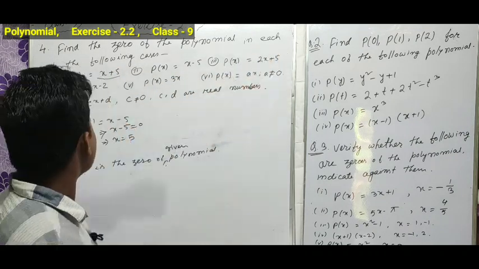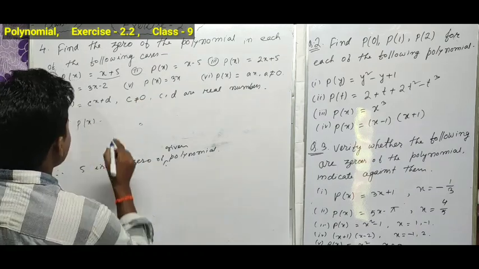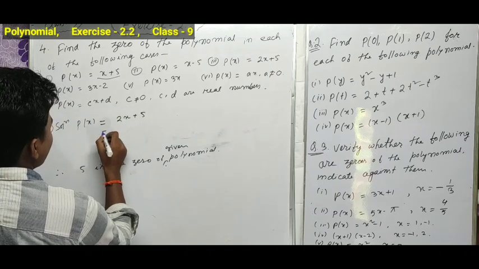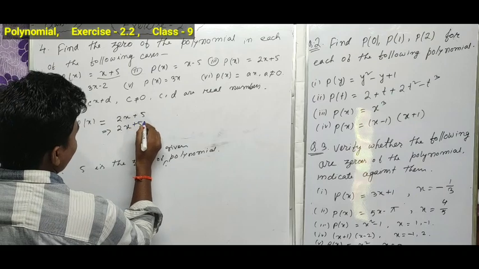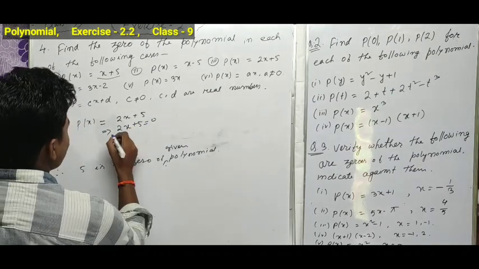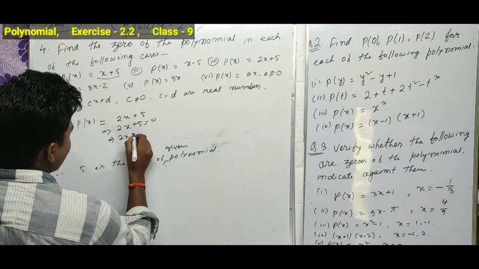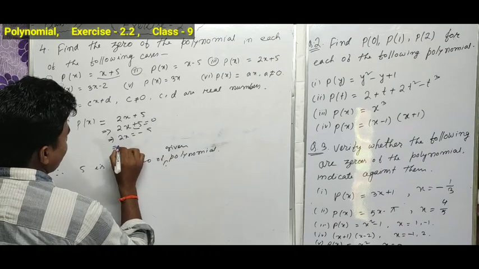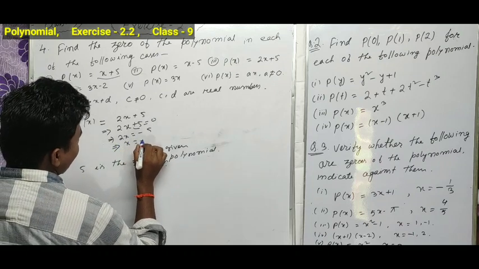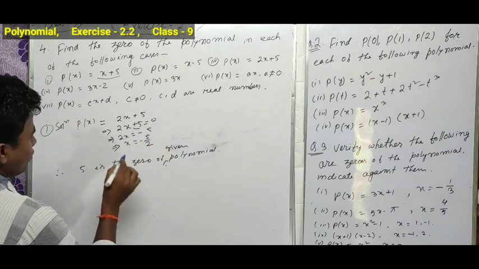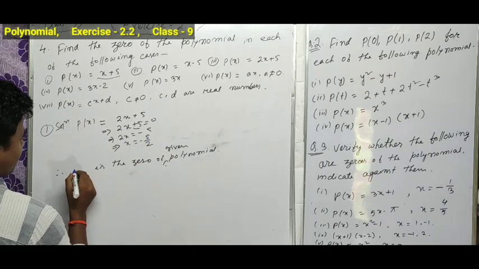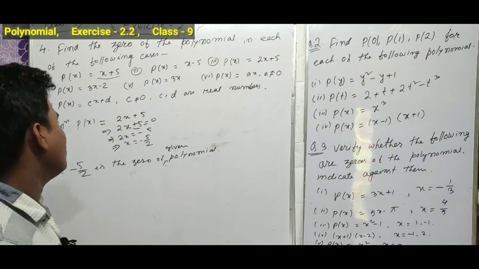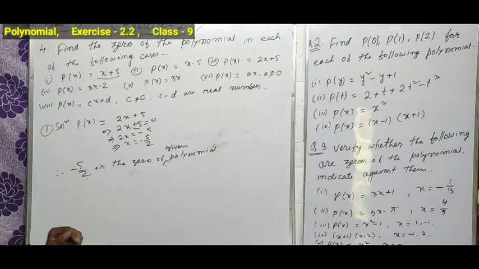Px equal to 2x plus 5. Question number 3: Px equal to 2x plus 5. So can we write 2x plus 5 equal to 0? Yes. Next you can see 2x equal to minus 5, we just move it to the right side of the equal sign. x equal to minus 5 by 2. So the answer comes: minus 5 by 2 is the zero of the given polynomial. Hope you understood this one.